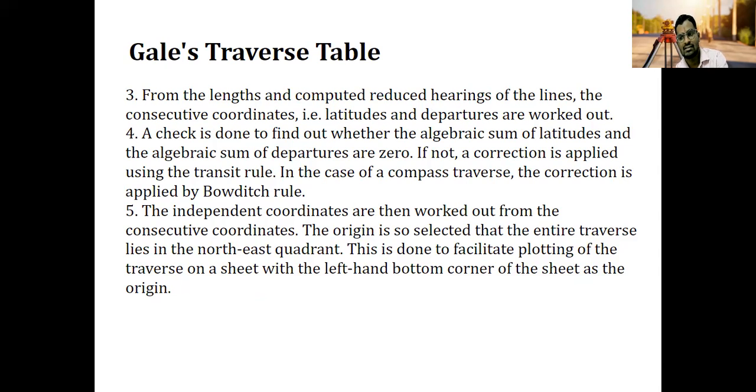Okay. मग जर असं summation of all the latitude, if it is not equal to 0, or summation of all the departure it is not equal to 0, at that time what we have to do, we have to make the corrections. Okay, आणि corrections कसे apply करायचे? These corrections are applied using the transit rule. Okay, transit rule which we have learned in a previous lecture. Okay, we have to make the corrections by using the transit rule. And in case of compass traverse, the corrections are applied by using the Bowditch rule.